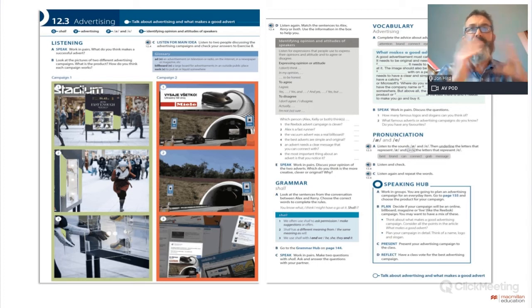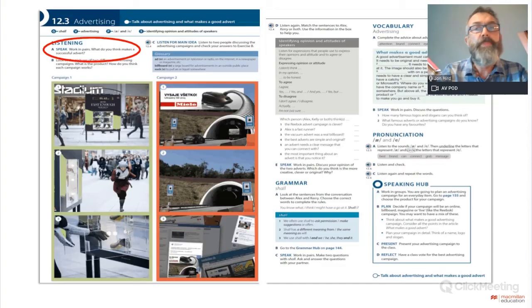Okay, so that's the spread in the book. And I'll just talk you through how we've approached the teaching of opinion language, or rather providing the stimulus and providing the opportunity for the students to share their opinion. Firstly, I'm not sure whether you can see that. Work in pairs. What do you think makes a successful advert? So we're kind of setting the scene. Okay. And then if we quickly jump over to the other page.